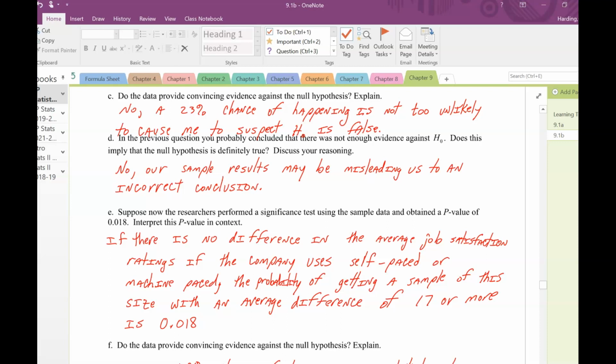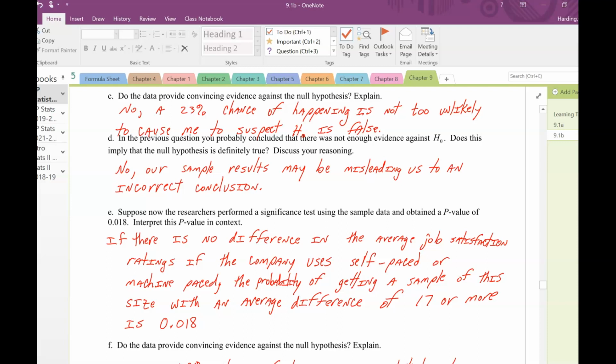So a 23% chance of something happening isn't so small that we'd go, oh, that's suspicious if it does happen. So in part D, in the previous question, you probably concluded that there was not enough evidence. Does this imply that the null hypothesis is definitely true? This is an important concept and it's often a missed idea.